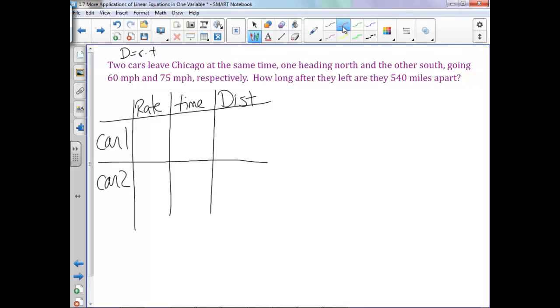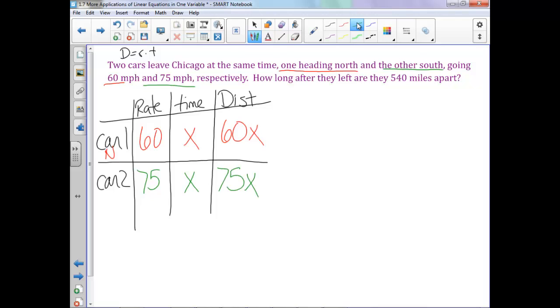So our first car, let's look at the one that's heading north. If you wanted to, you could call this the north car, that's fine. The north car is going 60 miles per hour. We don't know how long he drove, so that's our x. So we've got 60x here. The second car is going south, and he is going 75 miles per hour. Once again, we don't know how long he drove, so x, 75x.